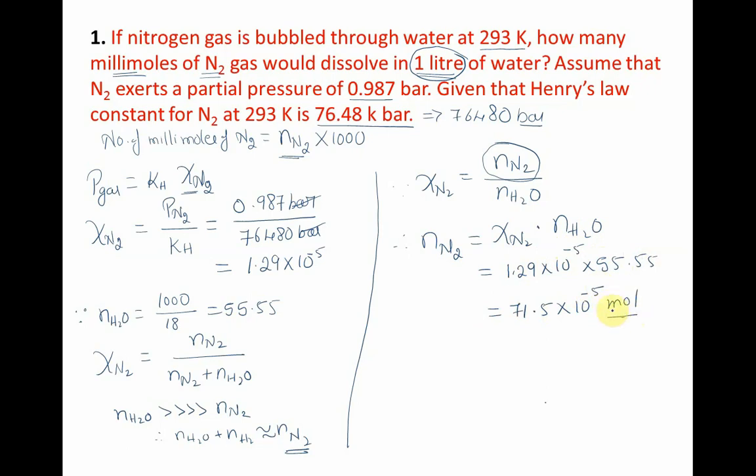So finally what do I need to calculate? Number of millimoles. Therefore, number of millimoles of nitrogen is equal to 71.5 into 10 to the power of minus 5 into 1000. That is equal to how much will you get? 0.715 millimole. Okay, students, pause the video and note down the answer.